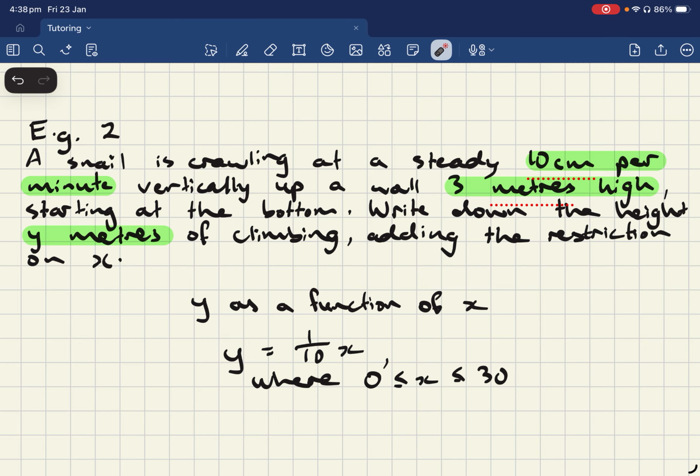So this is how we can model a sort of real world scenario using a function, where one variable, height, is a function of the time, where it depends on the time that passes. That brings us to the end of the video.